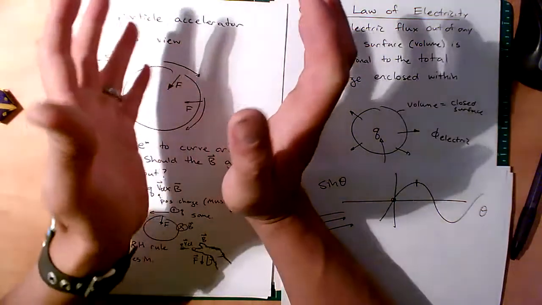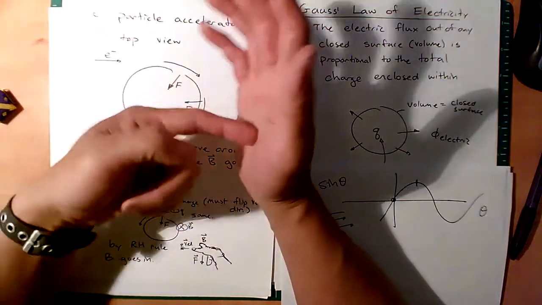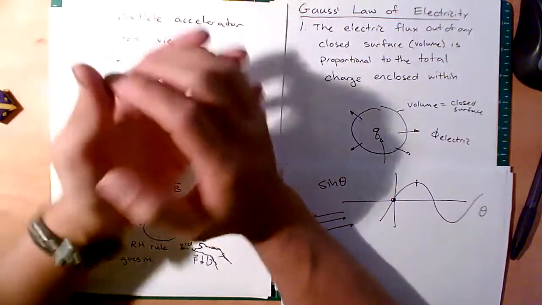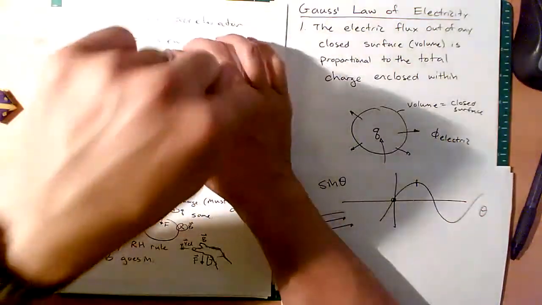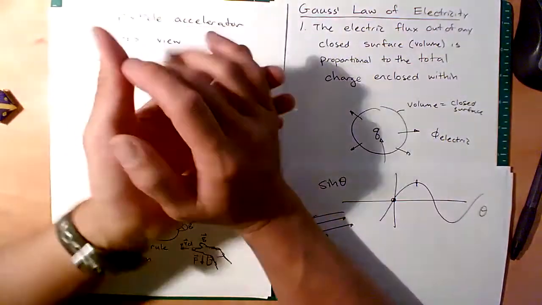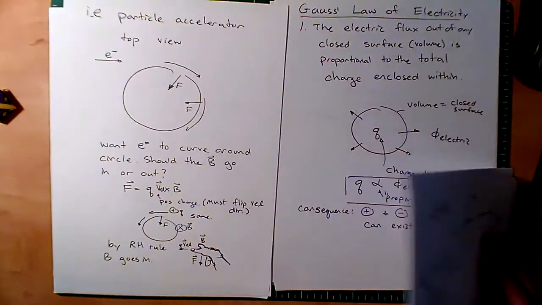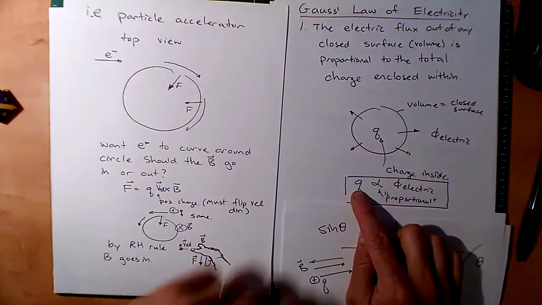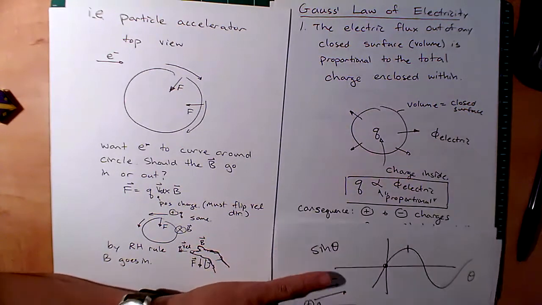So if I've captured more charge, I'm going to get more flux piercing the surface, all right? If I've captured negative charge, I guess it's going to pierce it in a negative fashion. If I've captured positive charge, it's going to pierce it in a positive fashion, right? And so Q is proportional to the phi of the electric flux, right?